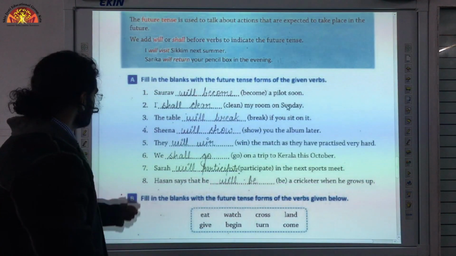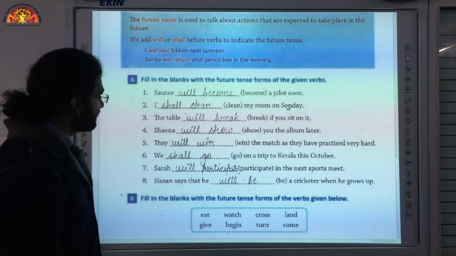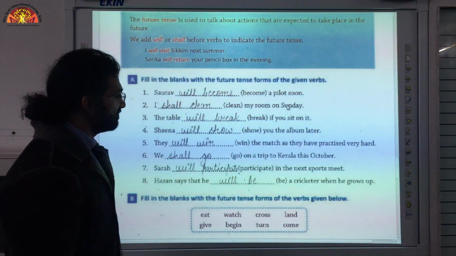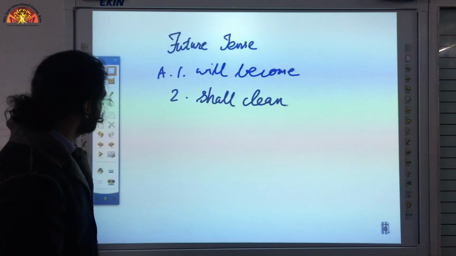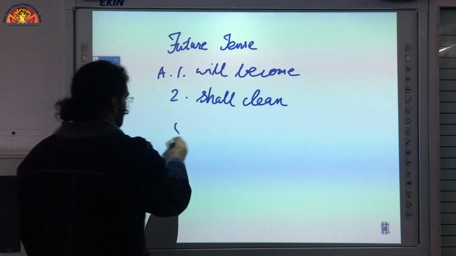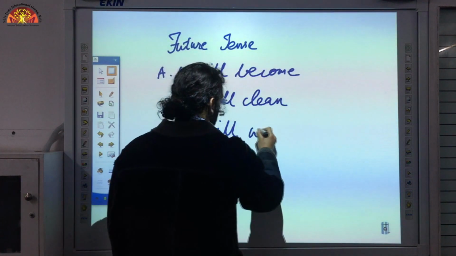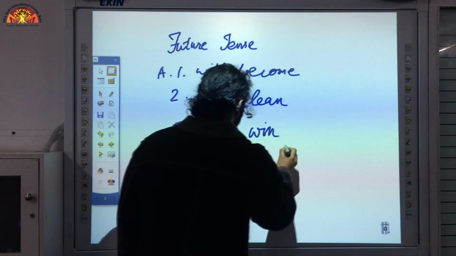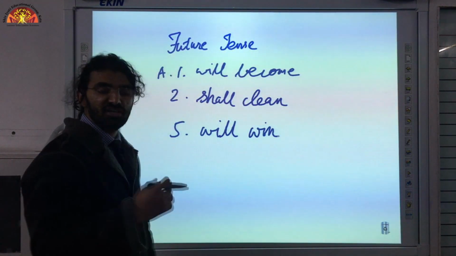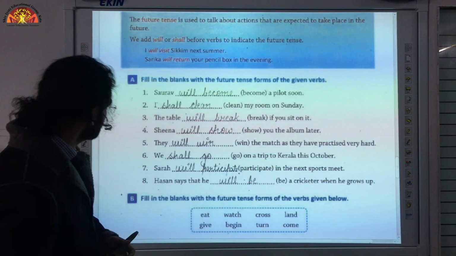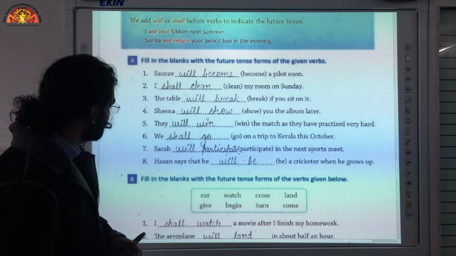Then let's see this one, fifth one. They dash win the match as they have practiced very hard. Answer is they will win the match. Okay, they will win the match. It will happen in the future. I hope you have understood. I believe you can do the rest of them on your own.